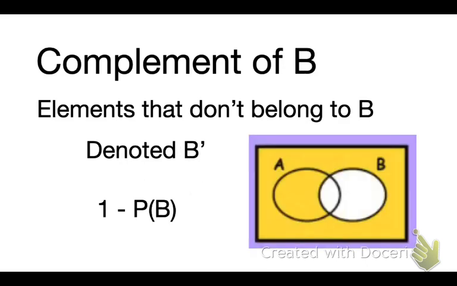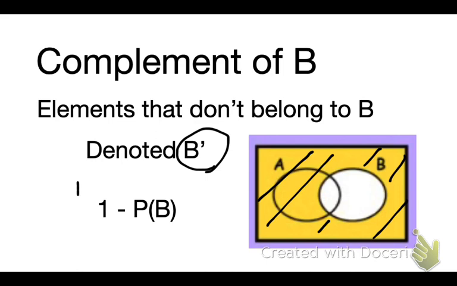The last Venn diagram we're going to look at is the complement of B. So the complement of B is defined as the elements that don't belong in set B. And that will be everything outside of that oval that's B. Denote it B prime and calculate it with 1 minus the probability of B.